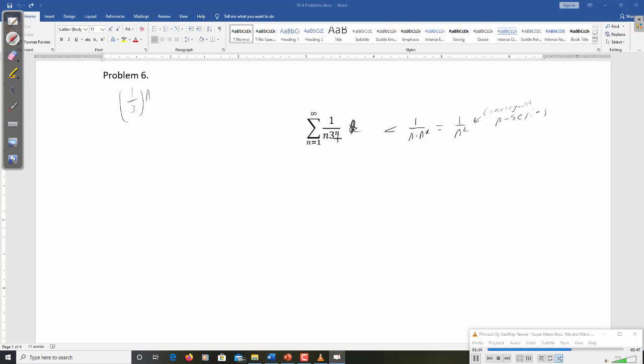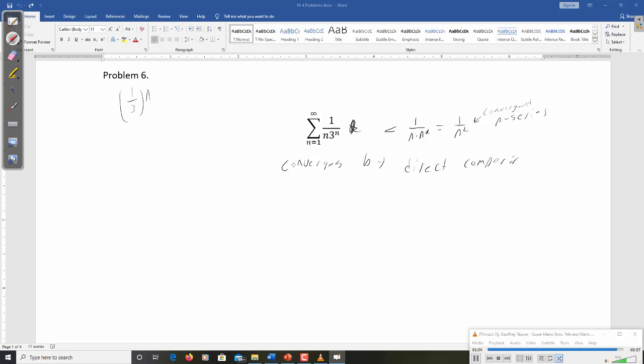When you make the bottom of a fraction bigger, you make the fraction smaller. When you make the top bigger, you make the fraction bigger. It's easy to lose track of which way you're going. Like if I plugged in 2, this would be 1 over 4, whereas this would be 1 over 2 times 9, so 1 over 18. And 1 over 18 is definitely less than 1 over 4. So yeah, convergent p-series converges by direct comparison test.